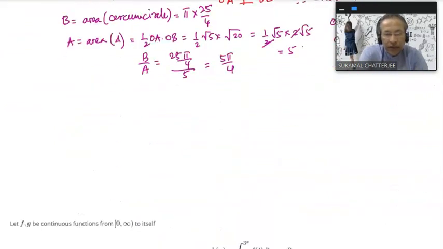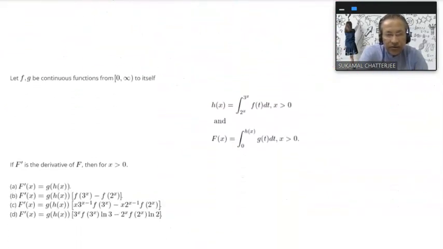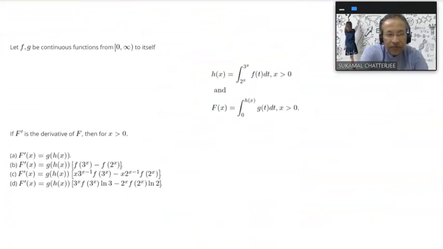We move to the next question. It says f and g are continuous functions in the range from 0 to infinity, and the definitions of h(x) and f(x) are given. If f dash is the derivative of f, then for x equal to 0, what would be the correct value of f dash?